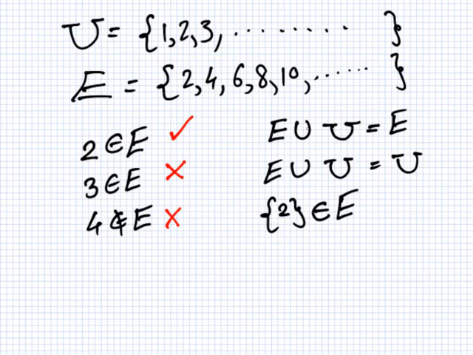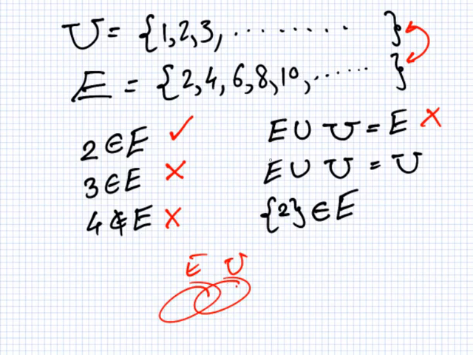E union the universal set is equal to E. This is false. If you put E and U together, it doesn't only equal E. E union universe equals universe. It is true. This is true. And the set containing 2 is an element of E.